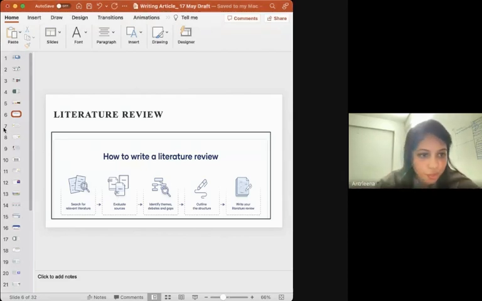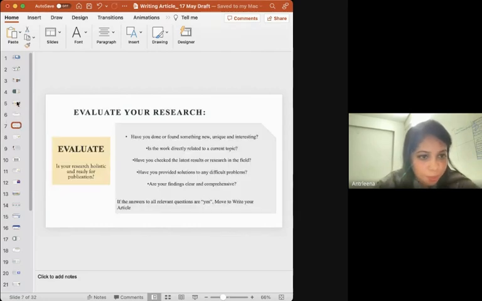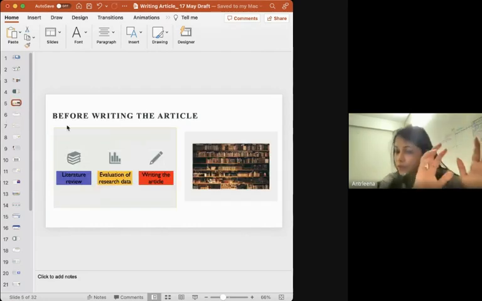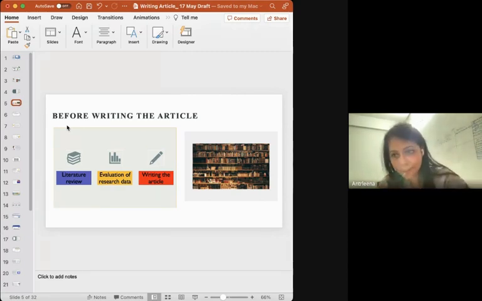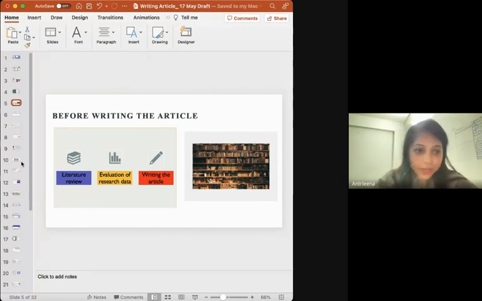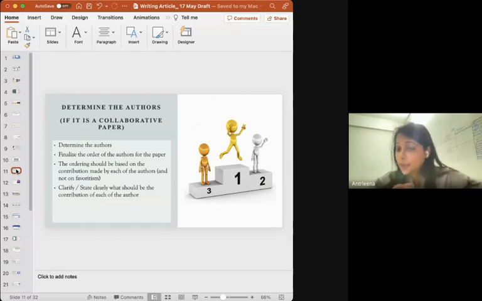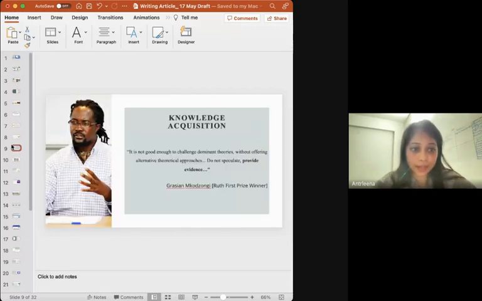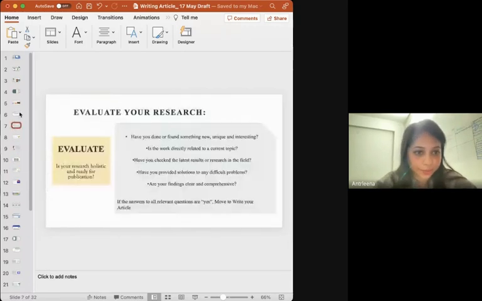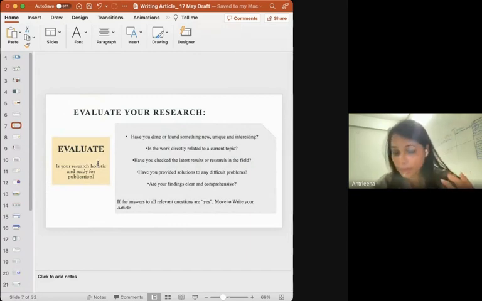So this is the literature review, and you have to write a literature review down, a basic structure. Once you have done the literature review, you have to evaluate your research data. Once you have seen that this is the gap and you have collected your data, you also have to evaluate the data that you have collected. And this is all before you write the article.